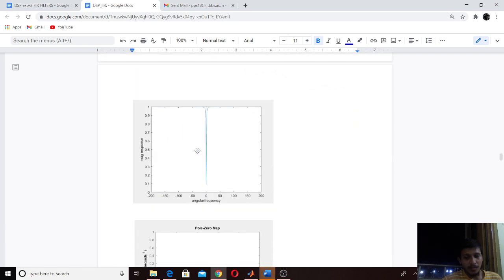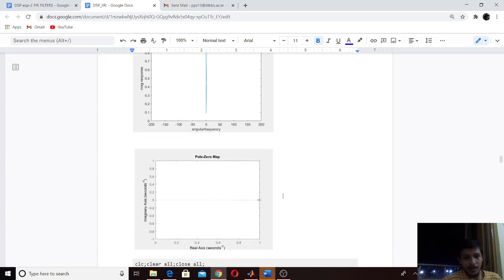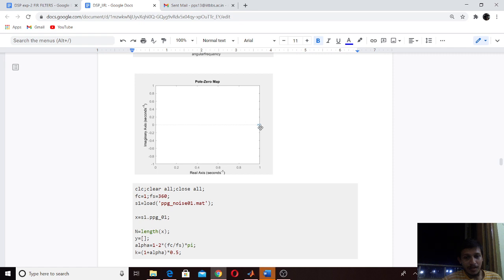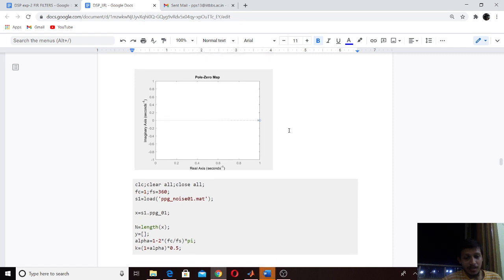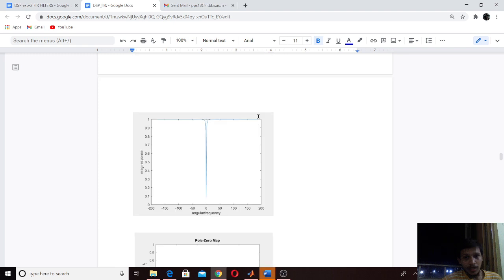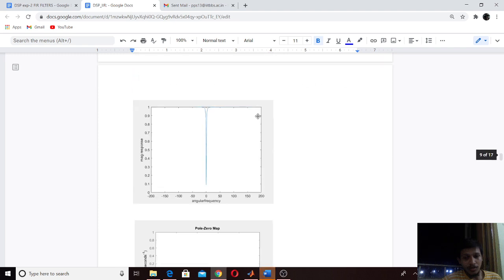This is the magnitude response for the high pass filter with a cutoff frequency of 1 Hz. At 1 Hz the value is 0.7023, which follows the specified requirements. And this is the pole zero map. Since the cutoff frequency is close to 0, the pole must be placed close to 1.